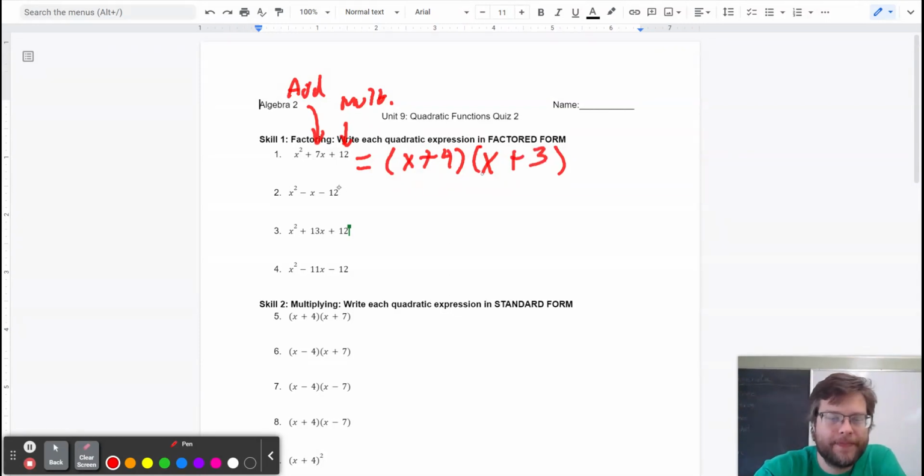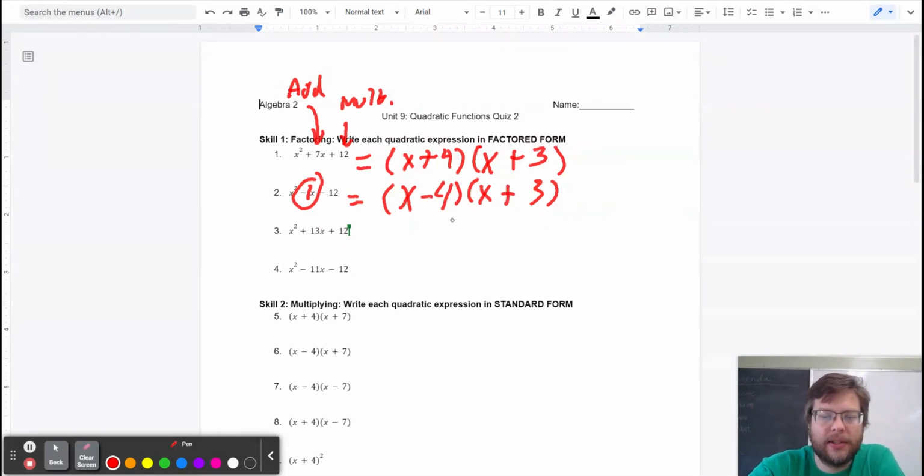So that's it. Similar idea on number 2, just with some negatives involved. Because it's a negative 12, I know one of my numbers needs to be negative and the other one needs to be positive. And because it's a negative 1x, you can imagine the 1 right there. They need to be 1 apart. So I'm going to use 4 and 3 again. And I know the 4 needs to be negative in order to make the x term negative.